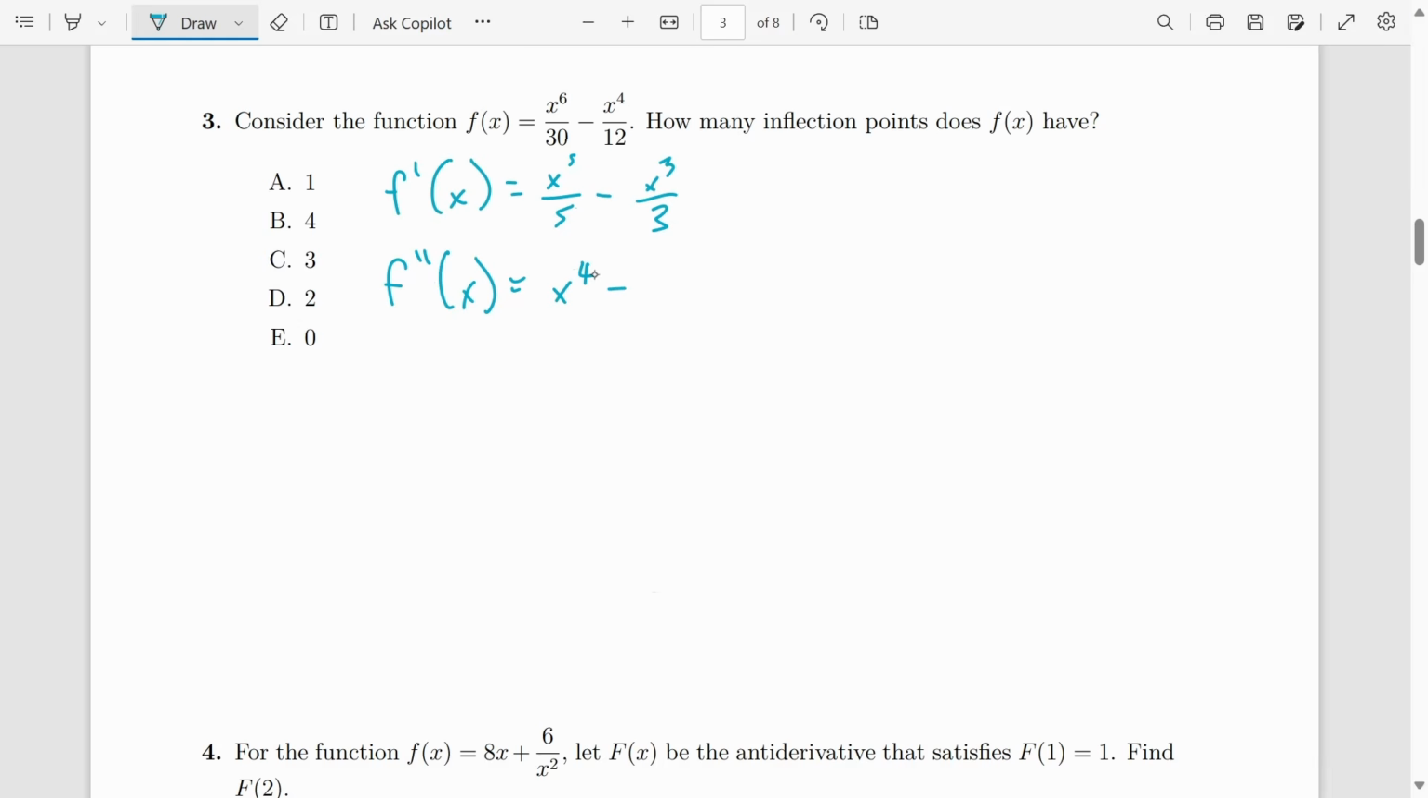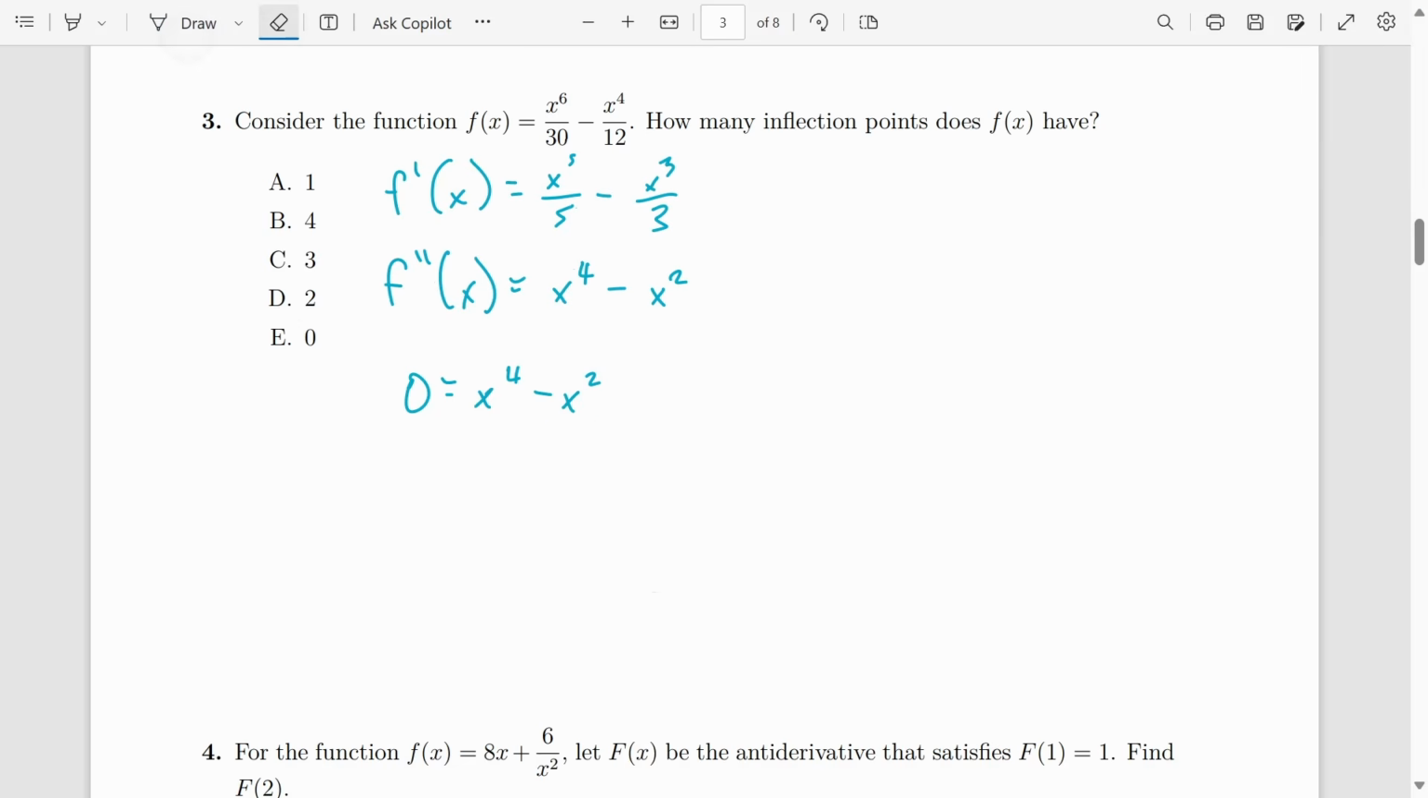So we move the 3 out to the front and subtract by 1. That's going to be 3x squared over 3. The 3s cancel. We're just left with x squared. So we have our f double prime of x. Now we just set it equal to 0, and we move on. So we have 0 equals x to the 4th minus x squared. To solve for x, looks like we can take an x squared out of both of these terms.